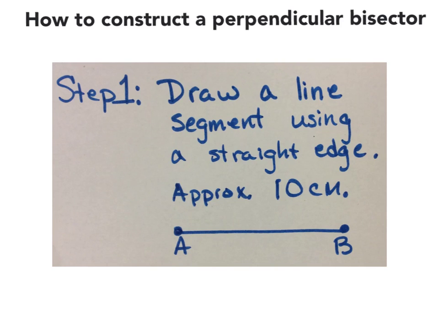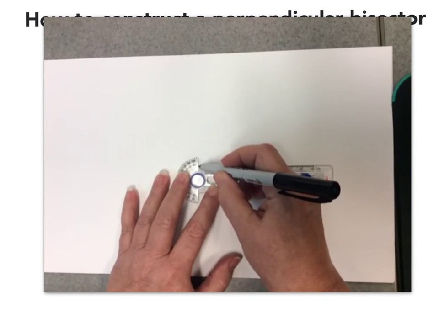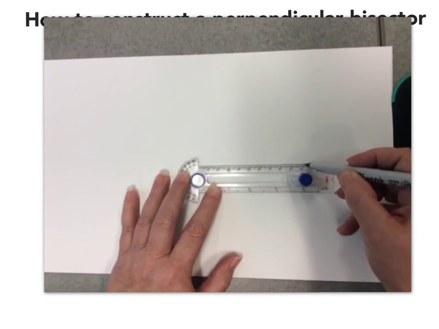Today we will learn how to construct a perpendicular bisector. Step 1. Draw a line segment using a straight edge, approximately 10 centimeters. Okay, take your pen using your compass, draw that line segment.